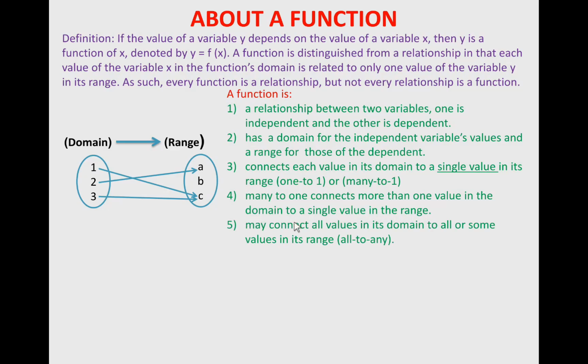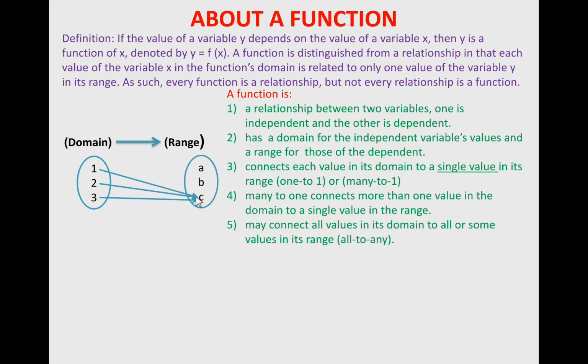Also, a function may connect all values in its domain to all or some values in its range. We call it all-to-any. So in this case, we have all connected to some, not to all. All connected to some because B is not mapped to. We have another example here, all connected to all, because every one of them is mapped to. And then we could also have all connected to only a single element.